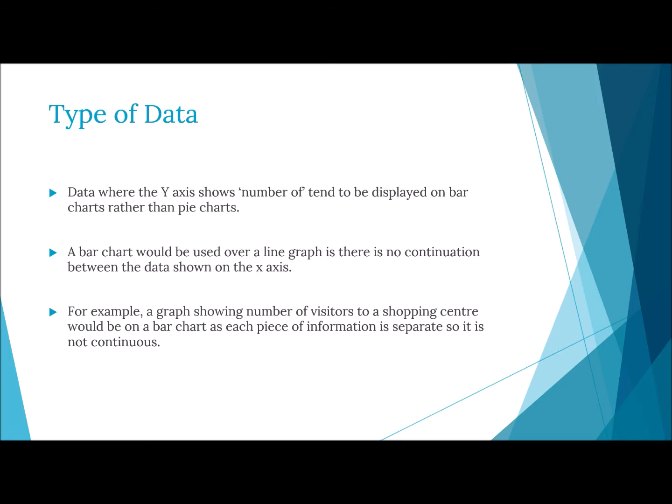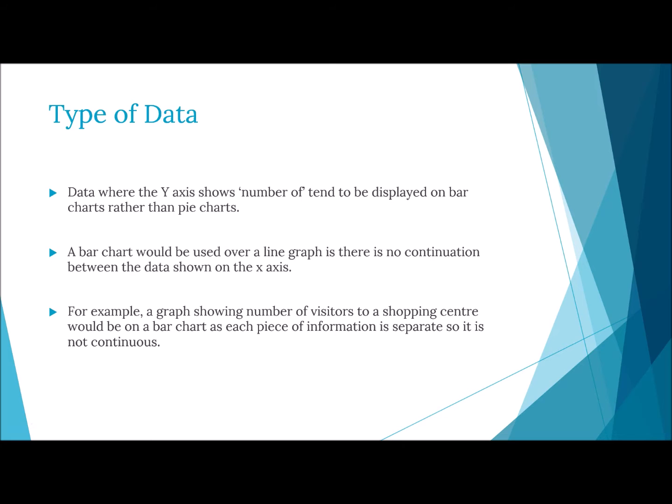And a bar chart is chosen over a line graph if there's no continuation between the data shown on the x-axis. For example, a graph showing number of visitors to a shopping centre on Monday, Tuesday, Wednesday, Thursday, Friday would be on the bar chart because each piece of information there is separate. It's not continuous. There's no continuous relationship between the numbers on Monday, Tuesday, Wednesday.